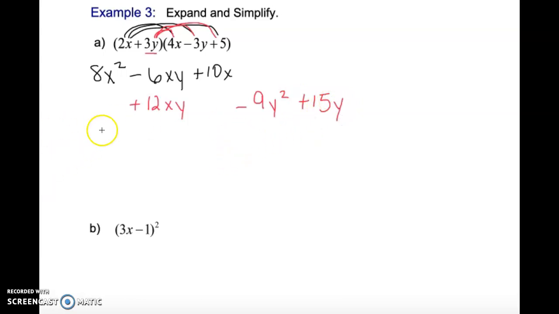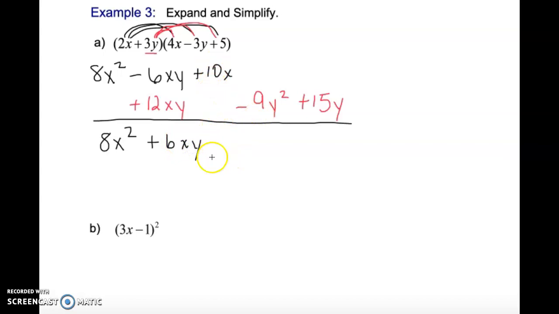And then what we're going to do is we're going to add all these terms together, combining the like terms. So we have an 8x squared, we have a negative 6xy plus a 12xy, which is just going to leave us with a positive 6xy. We have a positive 10x. We have a negative, sorry, negative 9y squared. And a positive 15y. And that is your answer. That is the final answer for that question.